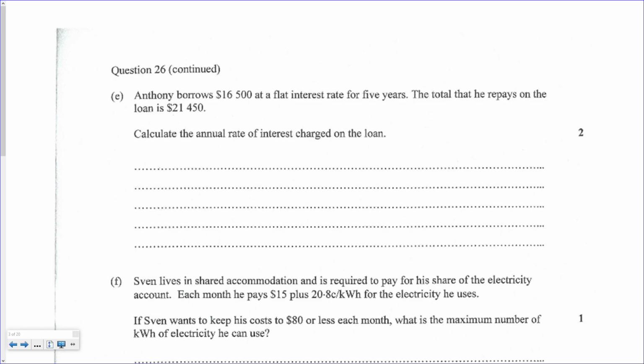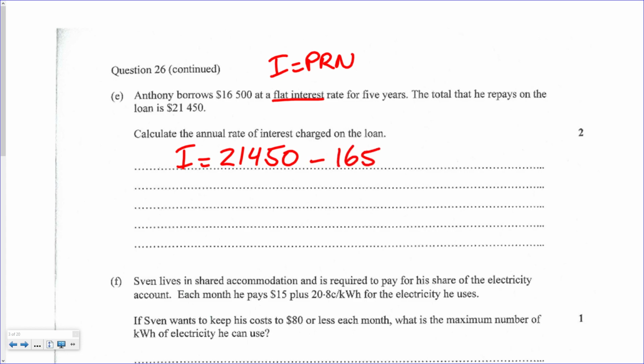People noticed that we've got a flat rate, so therefore we have I equals PRN, and we'll just go ahead and reverse that. But in this case, we don't know what the interest is yet. We need to calculate that. So let's first of all find the interest, which is 21,450, because that's the total amount he repaid. And we have to subtract the principal from that, which equals 4,950. So that's the interest that we're going to use for this equation.